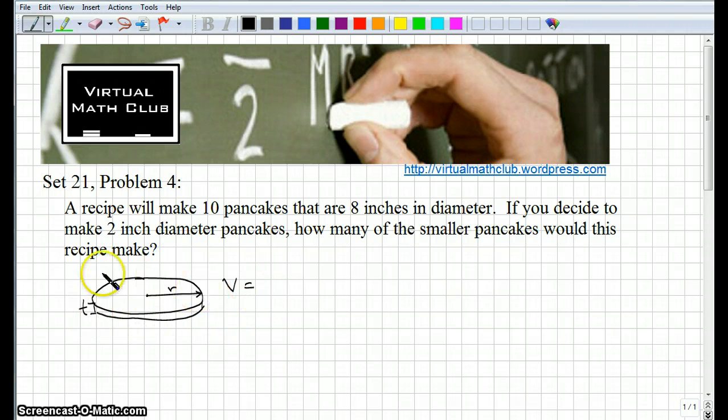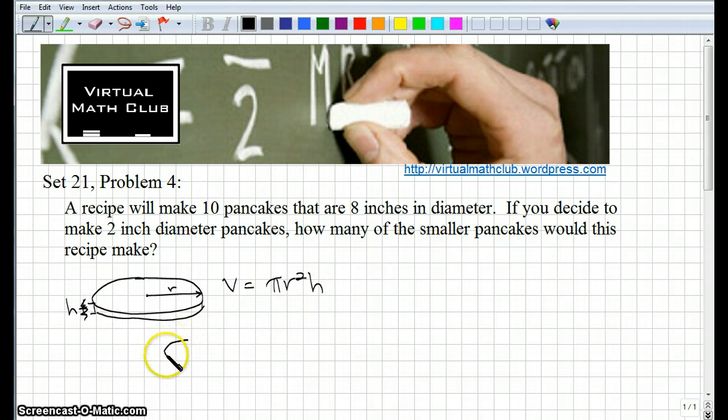It's going to be the area of the base, which is just pi r squared, times the height or the thickness. Okay, I guess maybe height would be better. That's what you usually use. Okay, pi r squared h.